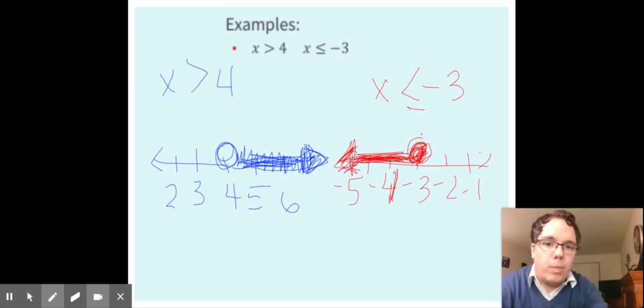So open dot for less than or greater than, closed dot for less than or equal to or greater than or equal to, and then ask ourselves which side of the number line makes our statement true and shade in that direction.